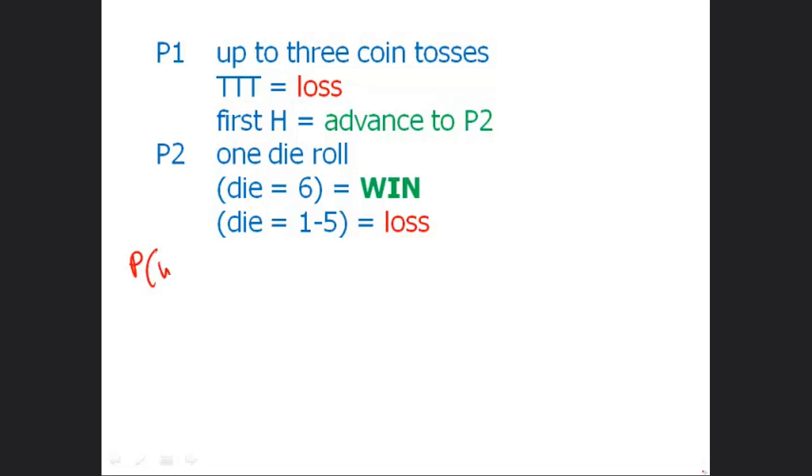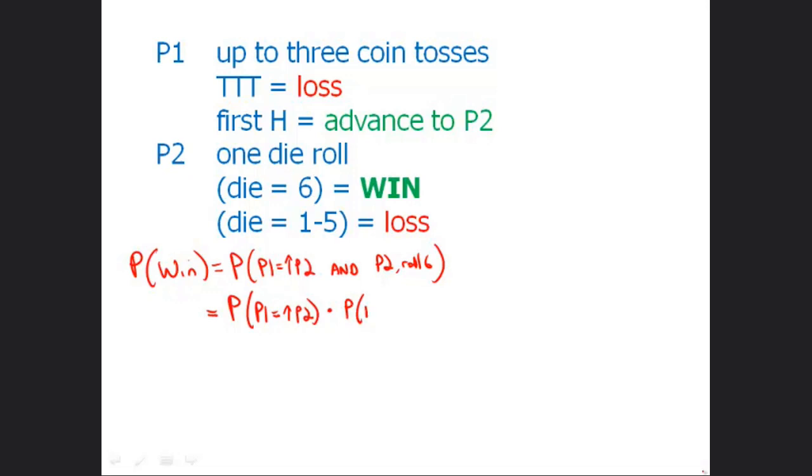So the probability of winning, this is the probability of phase 1, what we get is the advance to phase 2. That's how I'll abbreviate it. And in phase 2, we roll a 6. Okay? That is a scenario that will result in winning. And because the two phases are independent, we can multiply these. So phase 1 results in advancing to phase 2 times the result in phase 2 is roll of a 6.